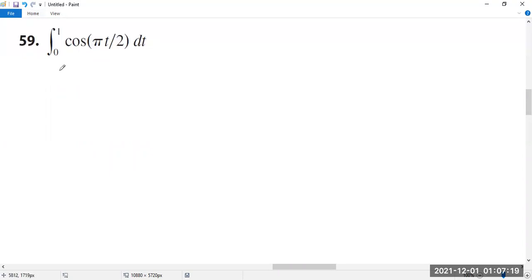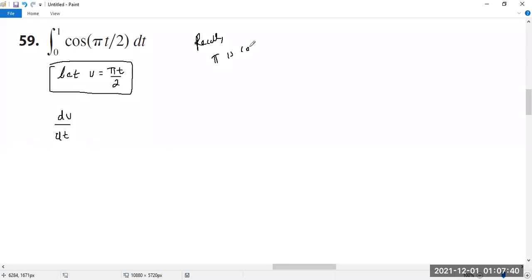So we will essentially let u equal pi t over 2. And then if we take the derivative, du over dt, right? Just recall that pi is a constant. Just like you can pull out numbers, you can also pull out pi because pi is constant. So du over dt is the derivative d over dt of pi t over 2.